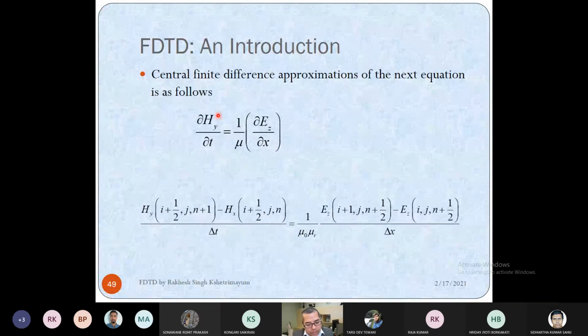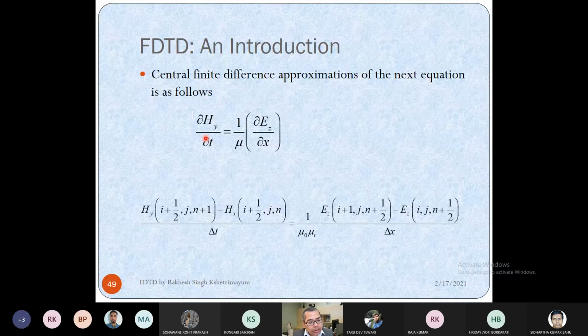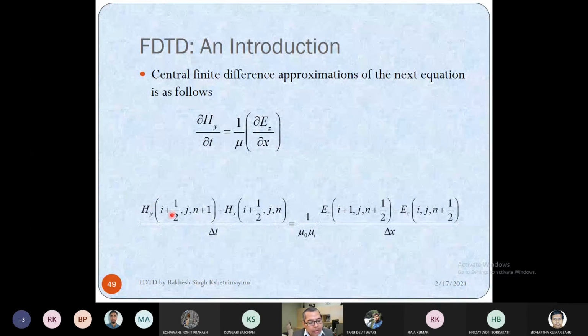So del Hy by del t is equal to 1 by mu del Ez by del x. So this is a partial derivative with respect to time of Hy, then this should be j here because y and j are the corresponding running index. We do partial derivative with respect to time, so it will be at the half integer time steps. So i plus half is where you actually do partial derivative with respect to time, and the magnetic fields are calculated at the integer time step, so n plus half and n. And since I already have Hy j here, I should have i plus half here.